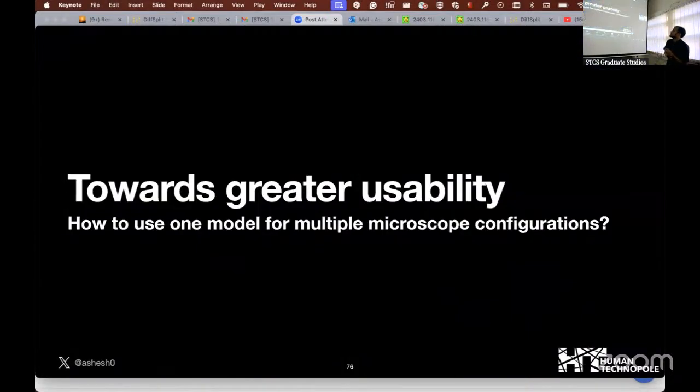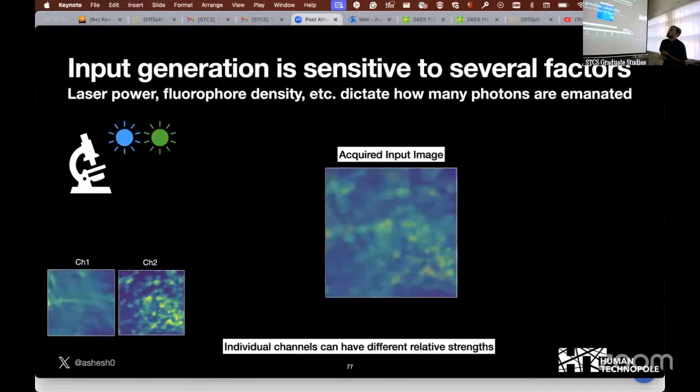So yeah, that is that. Now, in the last part of my talk, I will just talk about the problem that we are currently trying to solve, which is how to create a model which can handle multiple microscope configurations. So let me give you some biological motivation for it.